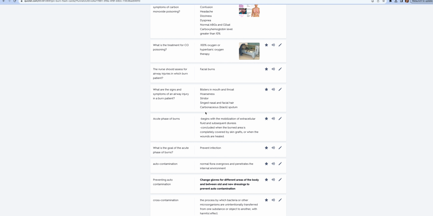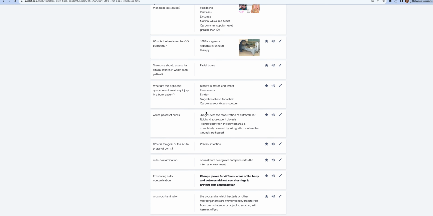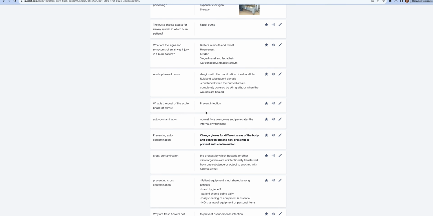Now, the acute phase of burns begins with the mobilization of the extracellular fluid, so the capillaries get better, the fluid moves back into the vascular space, and then the patient starts diuresing. The acute phase finishes when the skin is completely covered by skin grafts or when the wounds are healed. So the main goal in the acute phase is to prevent infection.